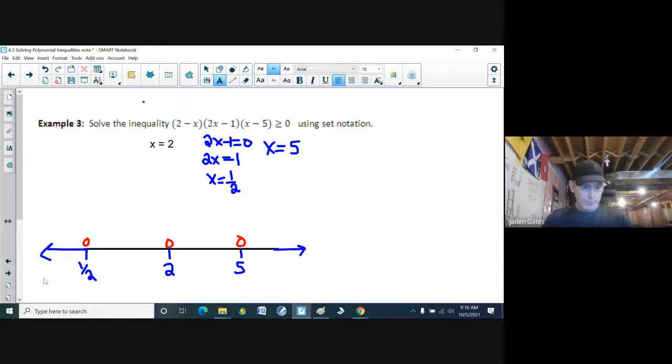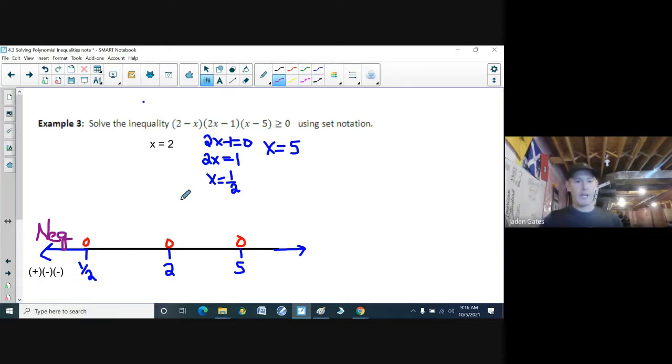First off, I'll go x is less than 1/2. Let's see what happens here. Looking into our factors, I'm going to pick a nice easy number to substitute in, which is 0. In that first factor, I'd have 2 minus 0, so a positive. For 2x minus 1, if I put a 0 in for x, I'd get a -1, so negative. And then the last one, 0 minus 5, I get a negative. A positive times a negative gives me a negative, and times a negative gives me a positive? Let me restate: the first interval is negative.